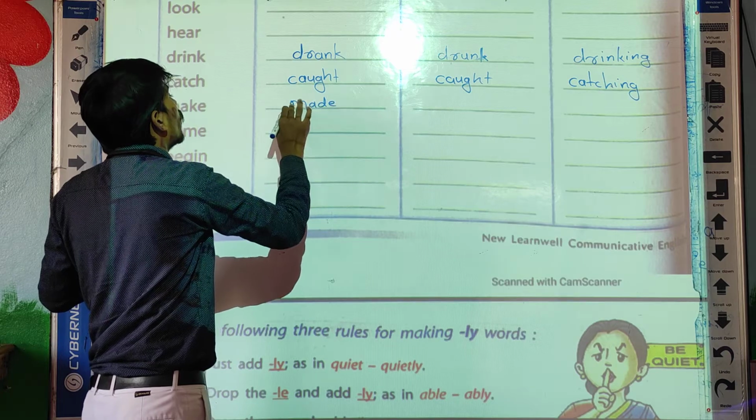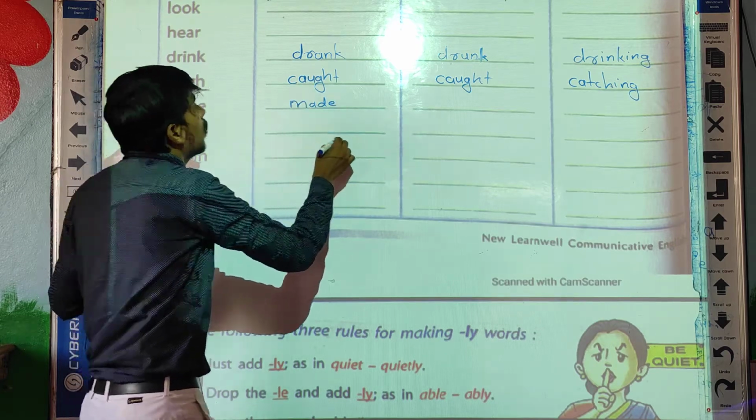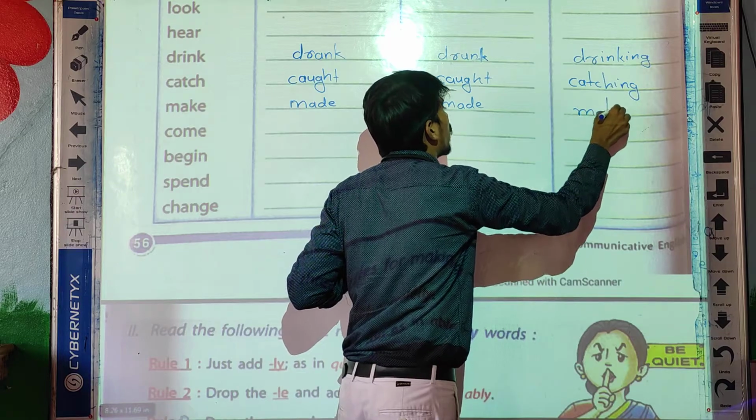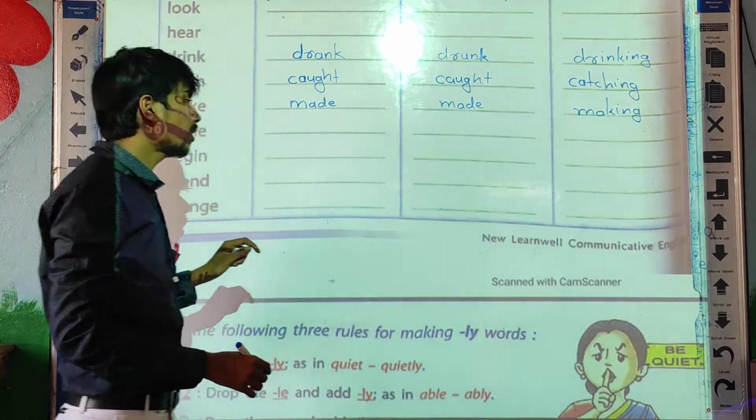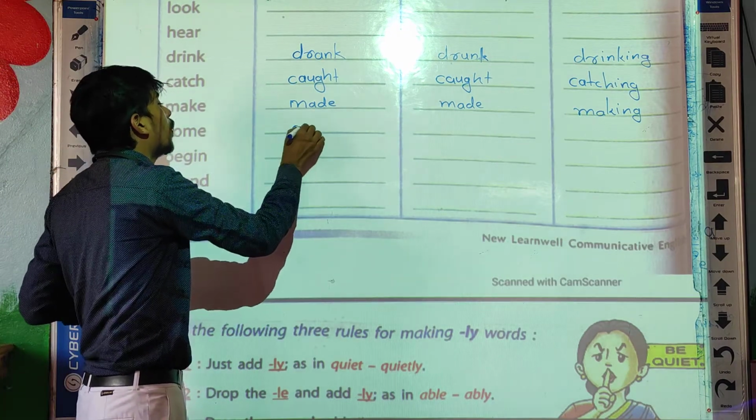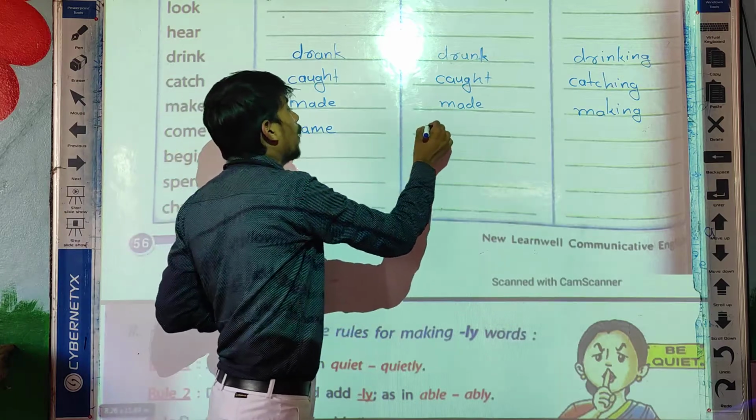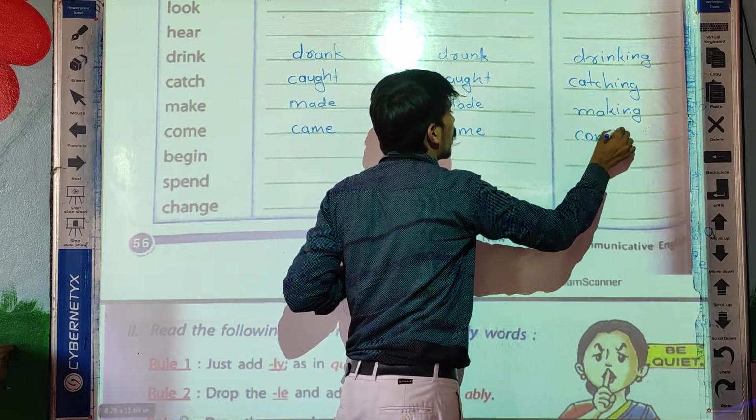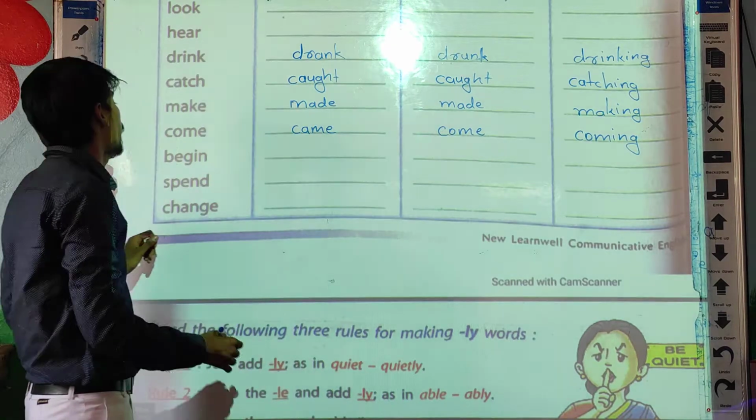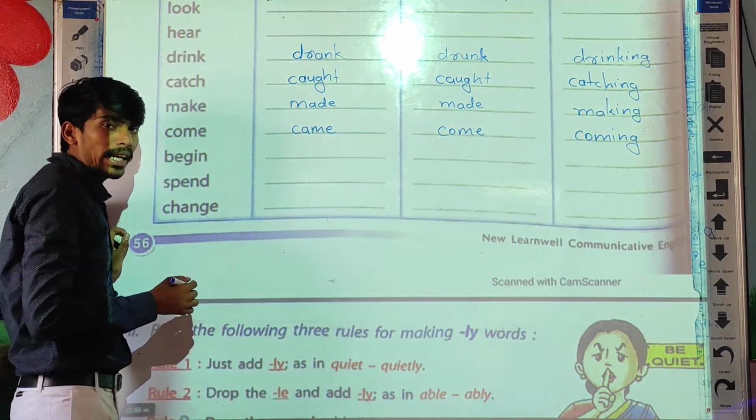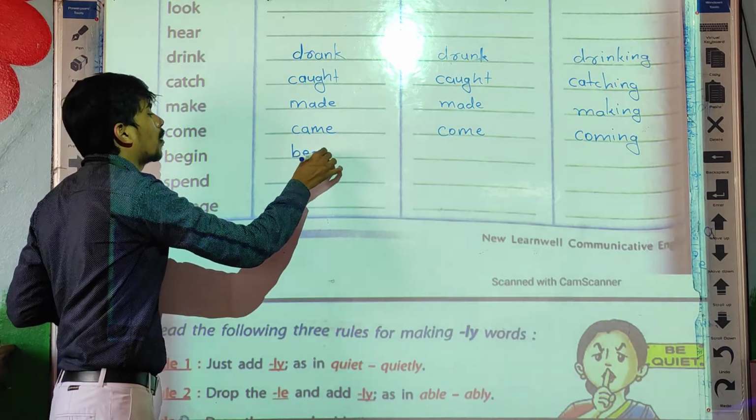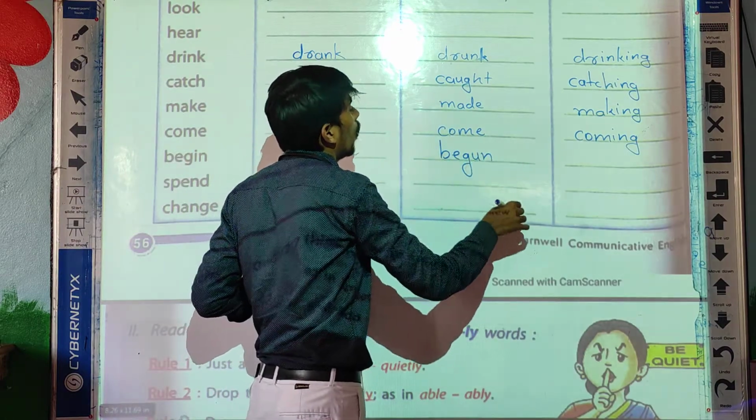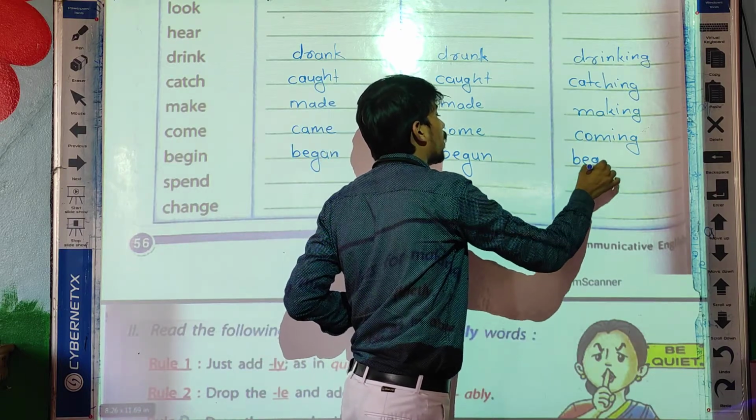Make. What is past of make? Made. Past participle also made. Present participle making. What is next? Come. Past came. Past participle come. And present participle coming. Yes. Next. Begin. What is the past of begin? Began. Past participle begun. And present participle beginning.